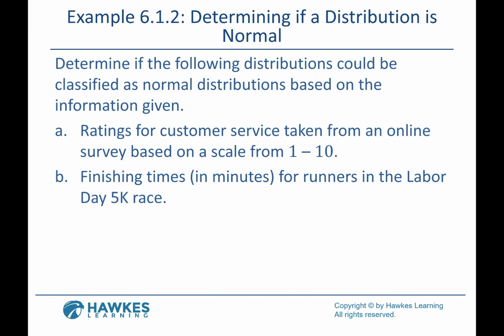We could say somebody, I don't know what 5K times are, but we could say somebody finished in 18.1 minutes, and that makes sense. Or we could say somebody finished in 19.125 minutes. That makes sense. We're measuring time. So this is continuous data, so it could be a normal distribution. Could be. The thing to take away there is if we have discrete data, it's not going to be a normal distribution.